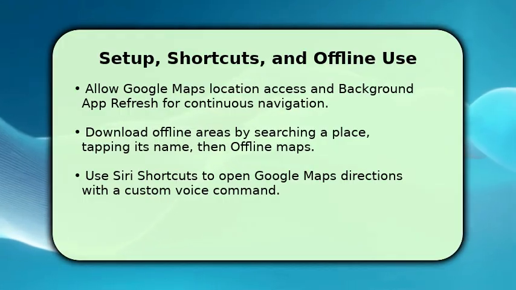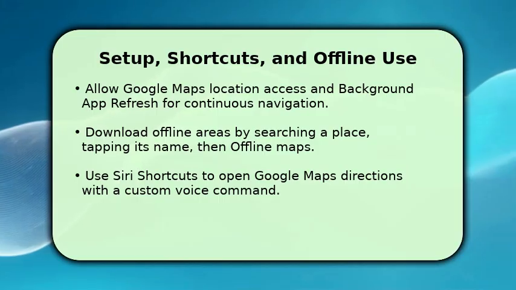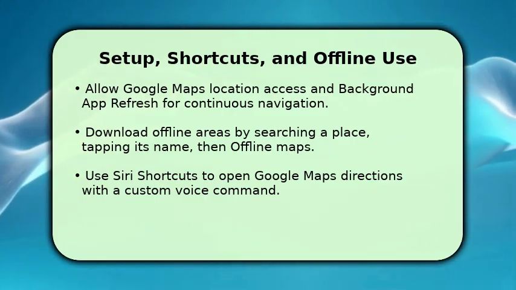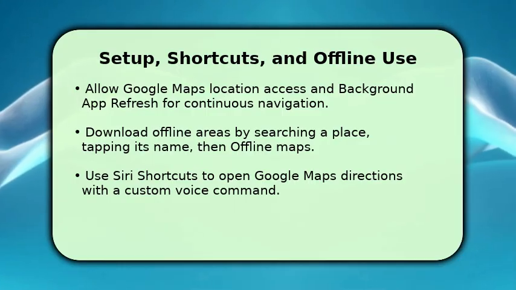To save data, download offline maps by selecting a place, tapping its name, and choosing Offline Maps. You can create a Siri shortcut to open directions with a custom voice phrase for faster routing. Remember, iPhone cannot change system default maps universally, so use Google Maps directly or via supported app share options for navigation.